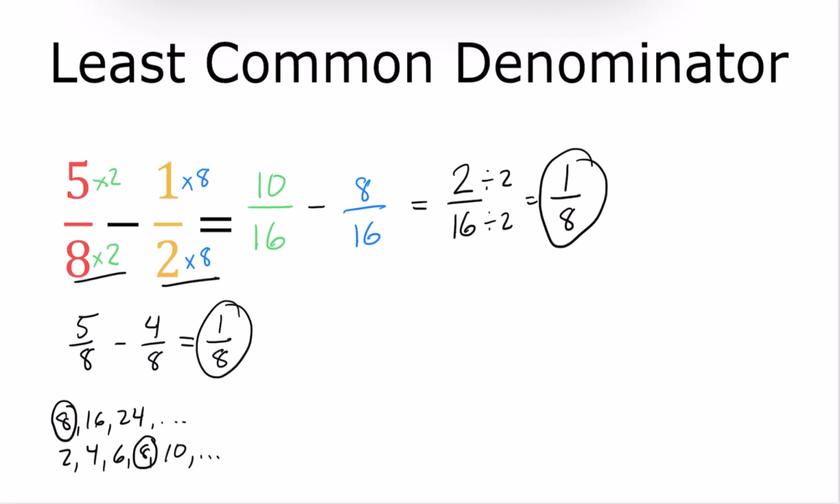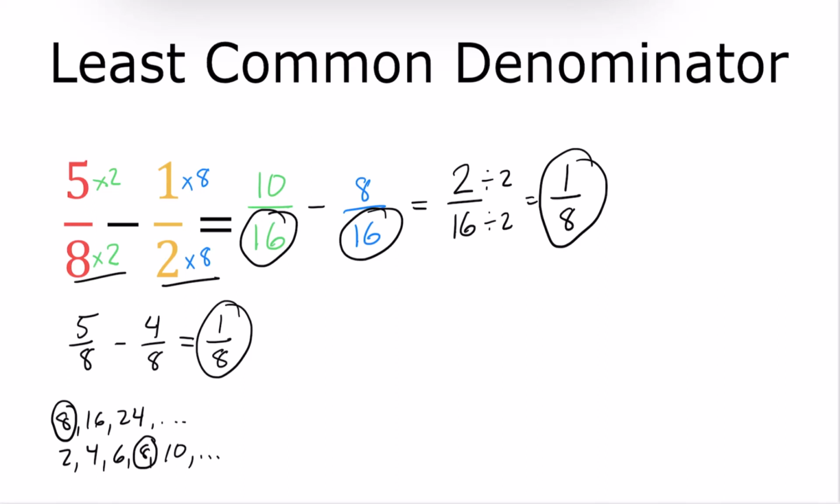So when you're finding common denominators, you can either multiply by the opposite denominator to create your common denominators, like we did here when we found a common denominator of 16, or you can find the least common multiple and find equivalent fractions that way.